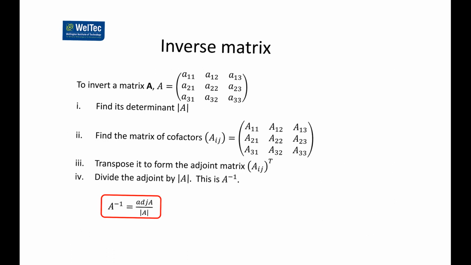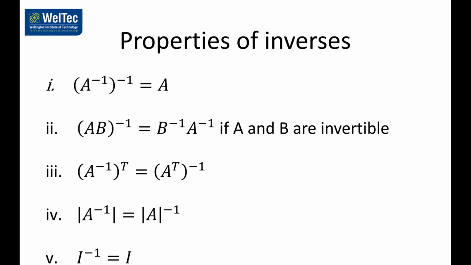So to summarize that, to find the inverse of a matrix, find its determinant, find the matrix of its cofactors, transpose that, and then divide the adjoint by the determinant, and that is the inverse of A. And of course there's rules.